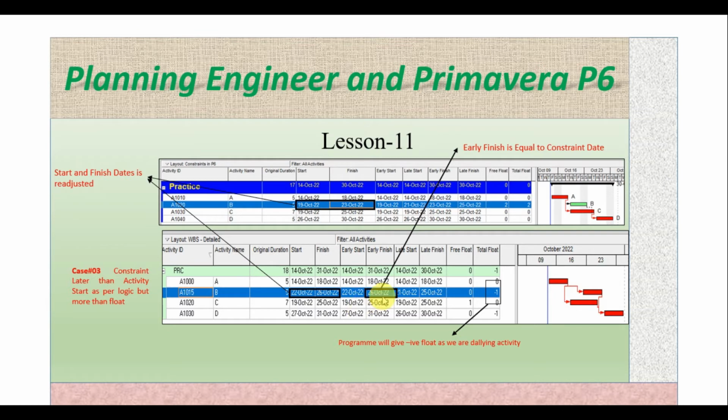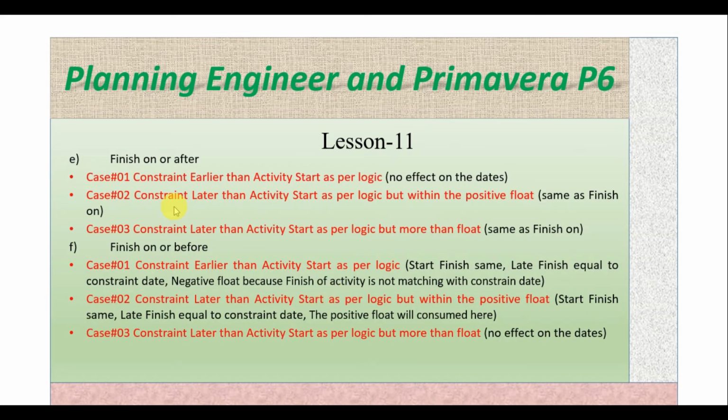So here we keep the constraint as 26. So earlier finish will be equal to the constraint date and earlier start will remain the same. So here the program will give us negative float and the finish of this activity will be delayed to be equal to the constraint.